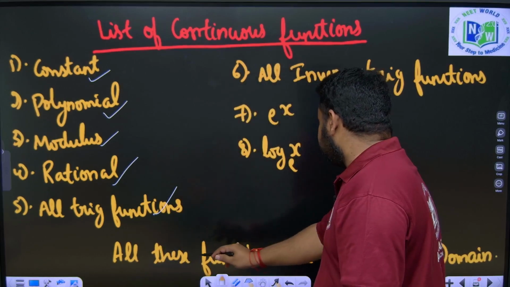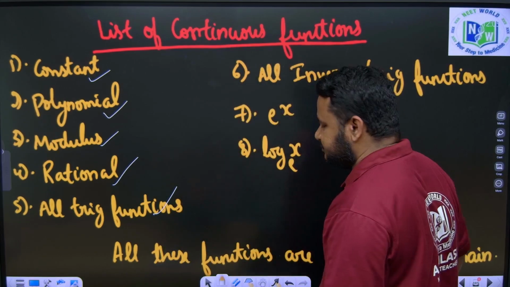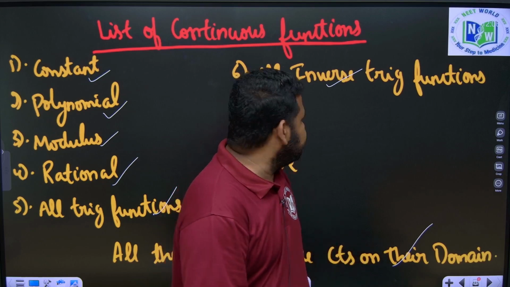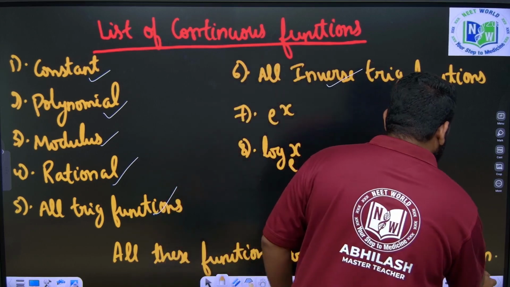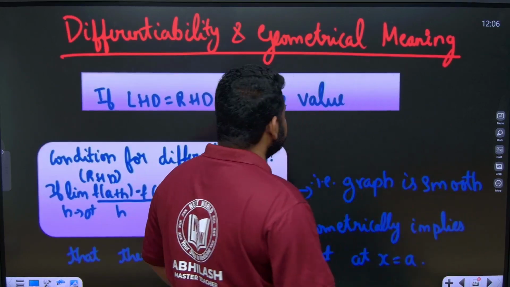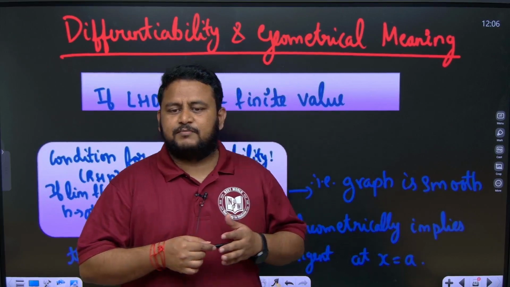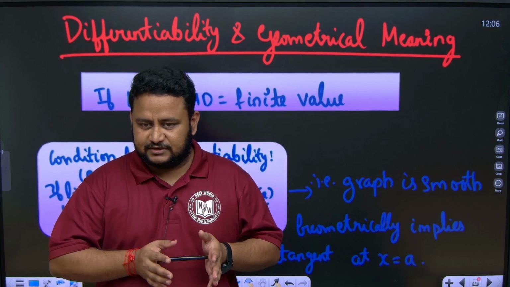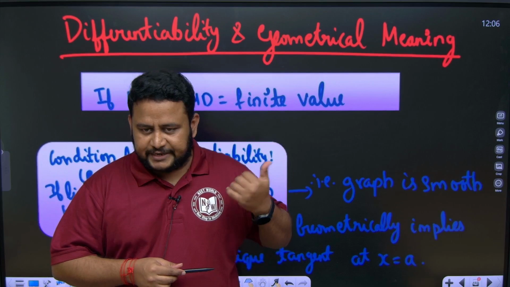Next, all these functions are continuous on their domain. This is very important. Where are they continuous? On their particular domain. So this is the meaning of the list of continuous functions on their domain. That is very important. This is about the basics of continuity, and we solved certain questions based on that.